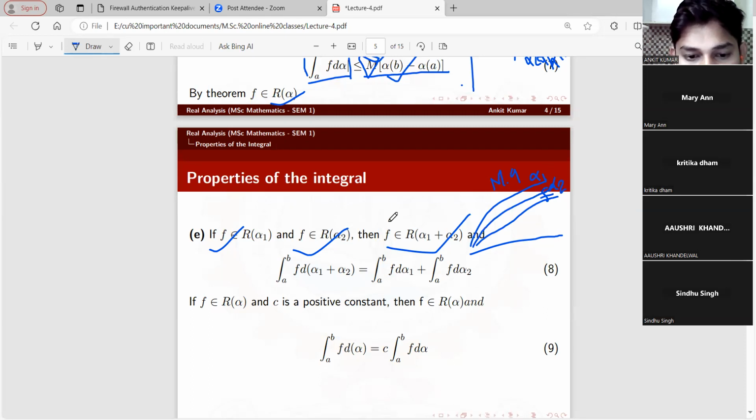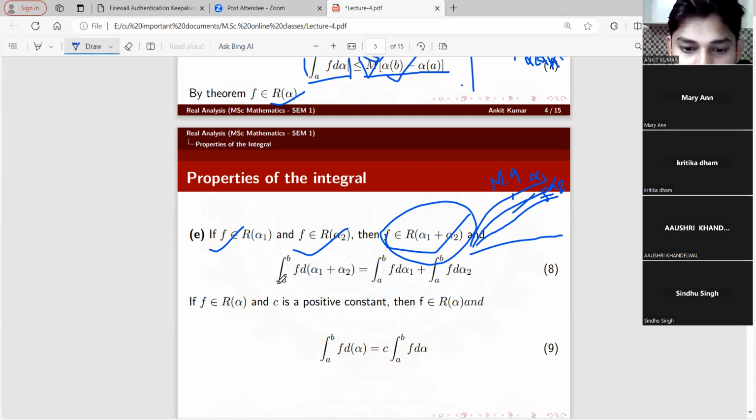Okay. So if f belongs to R alpha 1, and f belongs to R alpha 2, then f belongs to R alpha 1 plus alpha 2. So if f belongs to this curve, then f belongs to this curve. Then f belongs to R alpha 1 plus alpha 2, meaning thereby f is a Riemann Stieltjes integral on both the curves, alpha 1 plus alpha 2.